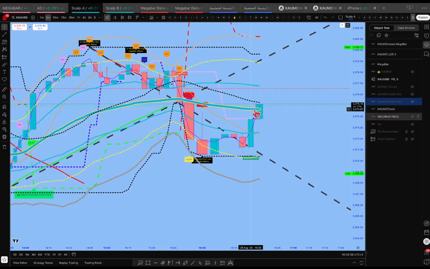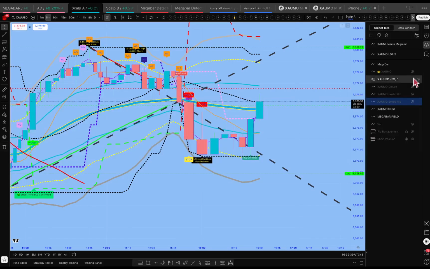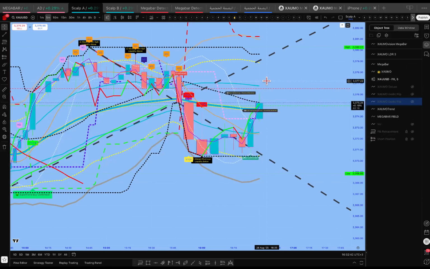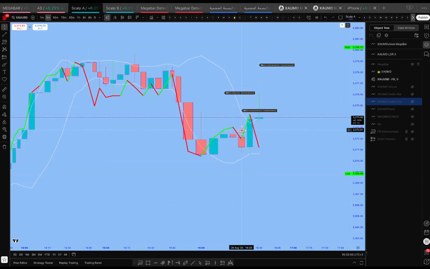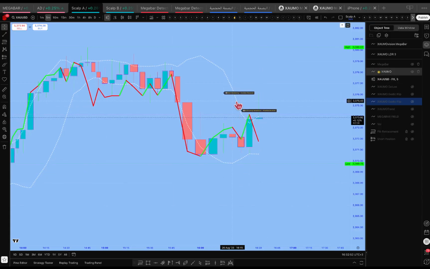So shall I take the position? Yes, you should take it. And then we have my XAUMO AD, XAUMO King. The XAUMO King is another indicator that gives me confidence once you are in a trade. The XAUMO confidence: this is the Bollinger Band and this is the accumulation distribution line.